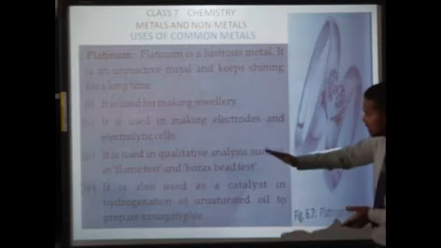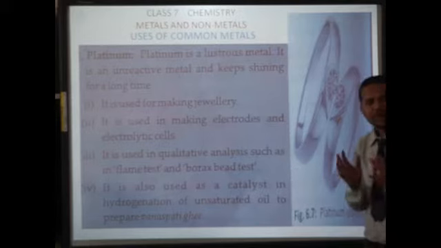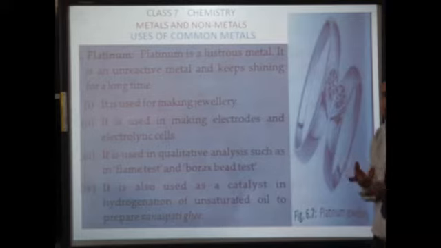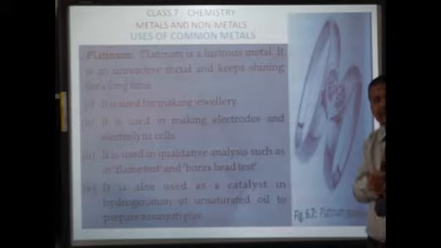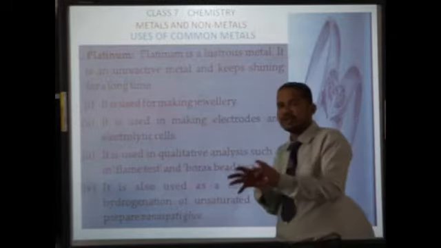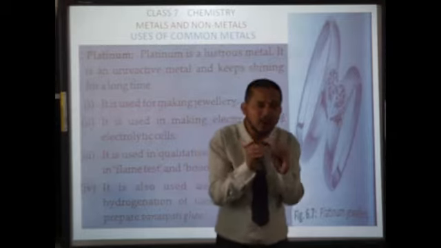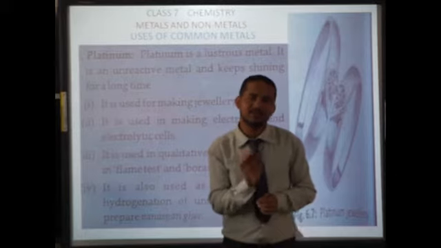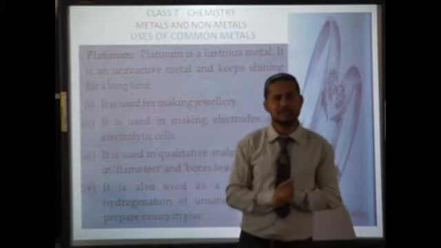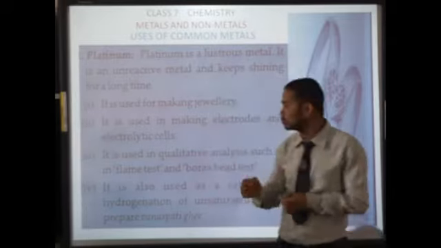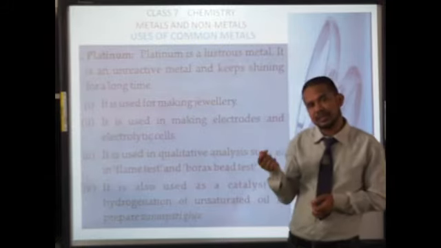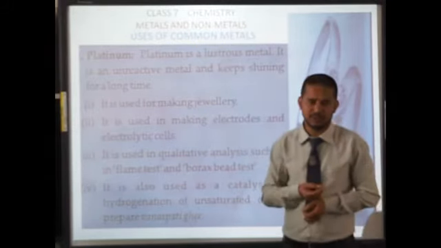Then, number 3, it is used in qualitative analysis such as in flame test and borax bead test. In qualitative analysis, you are given an unknown salt and you have to find which salt it is. What are the metals, acid radicals and basic radicals present in that unknown salt? For that we need to do qualitative tests, and for that we also do the flame test. For the flame test, this platinum wire is used.